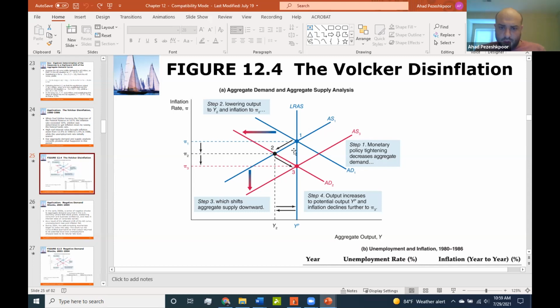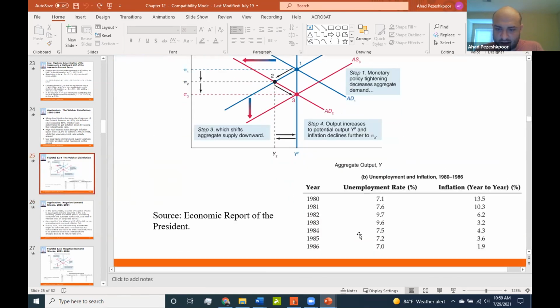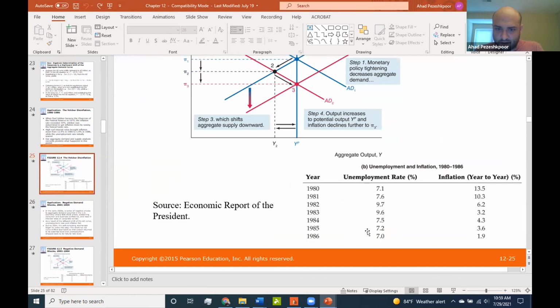So aggregate supply shifts downward and aggregate output would then increase back to the potential, and inflation declines further to pi 3. And you can see that data also supports this.